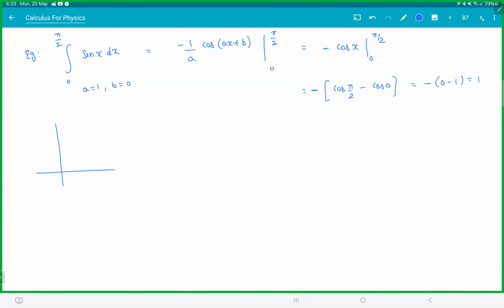So what does this mean exactly? If you try to plot this on a graph, how does a sine graph look? The sine graph always lies between minus 1 and plus 1. This is how it looks. This is 0, this is 90 degrees, this is pi, this is 3 pi by 2, and this is 2 pi. You don't need this, I'm just showing you. The function repeats after every 360 degrees. So from 0 to pi by 2, this area is 1. Are you getting what we did?